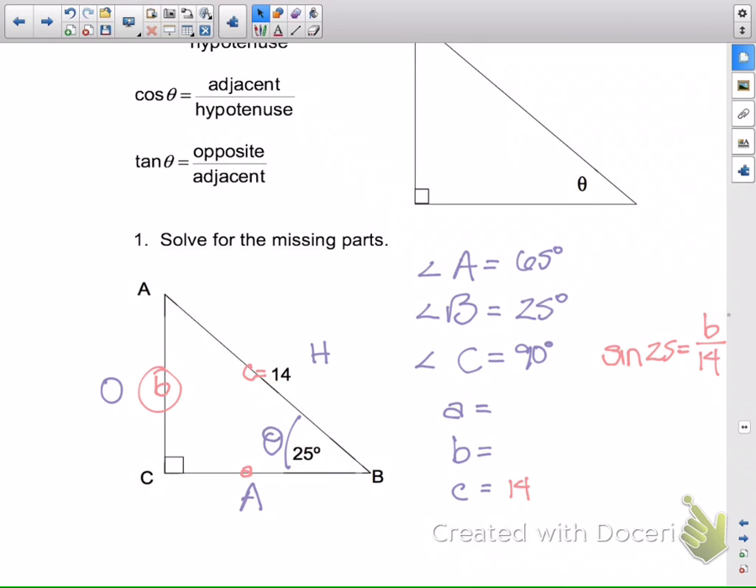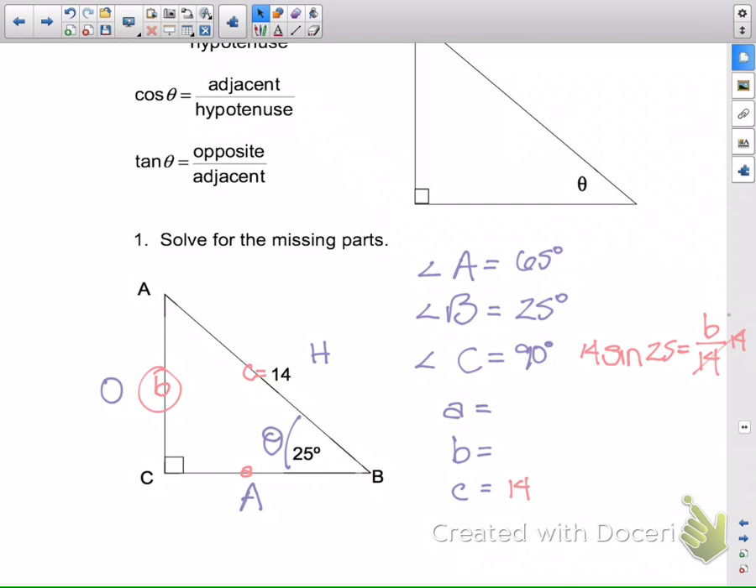14. Okay, before you ever type anything into your calculator on this, you need to solve for the variable that you are trying to find. I'm trying to get B by itself. What do I have to get rid of? The 14. How do I get rid of it? Multiply both sides by 14. Now, what mode should I be in my calculator for this? Degrees. These word problems, always degrees.